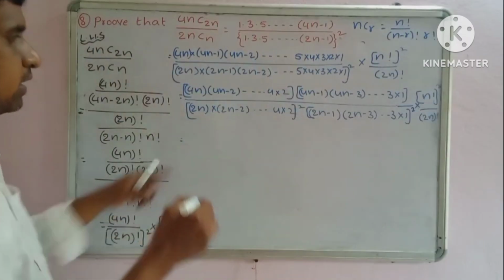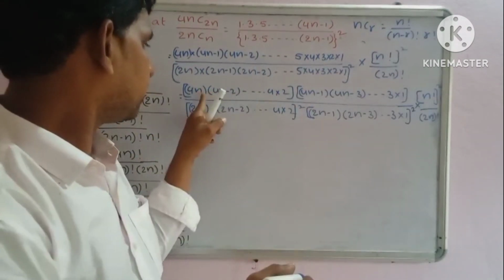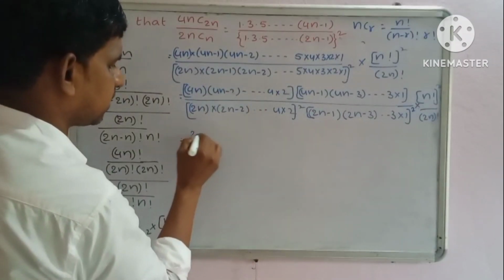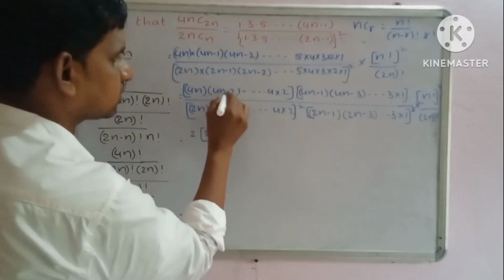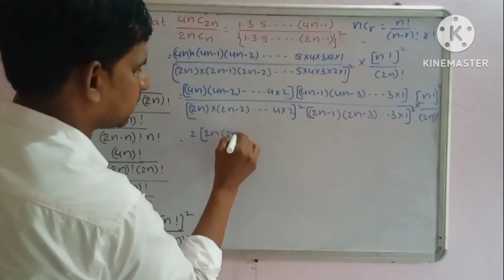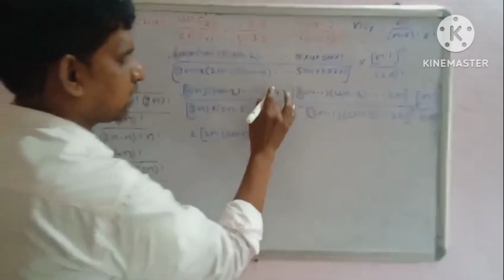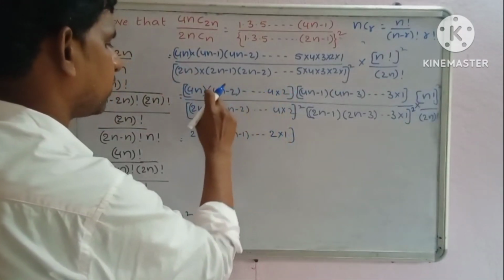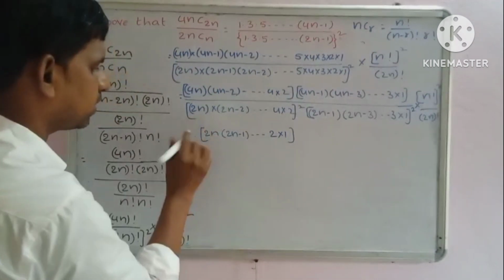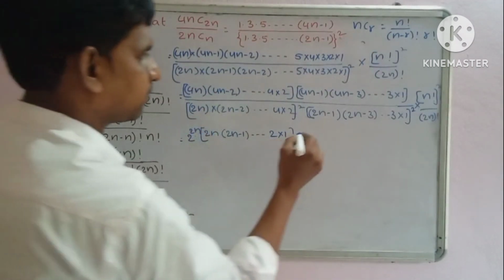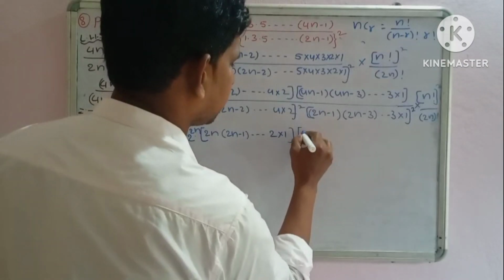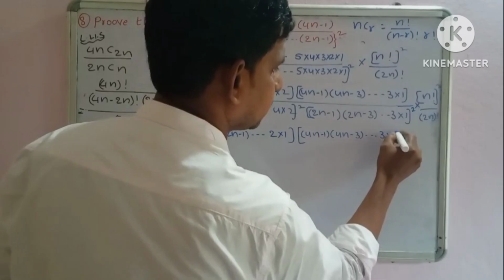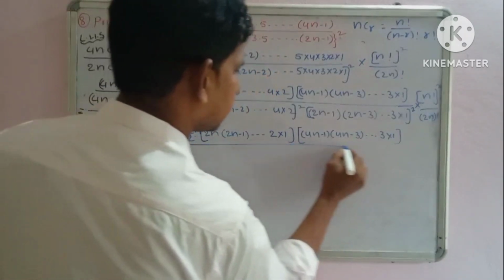Now see, in the numerator everywhere 2 is the common term. So take 2 as common: 2n, 2n minus 2, so on. Take 2 as common, 2, 1. How many 2s are there? 1, 2, 3, 4, 5, up to 2n. So 2 power 2n, into 4n minus 1, 4n minus 3, so on 3 into 1, by the denominator.